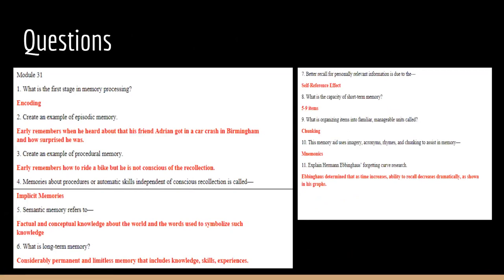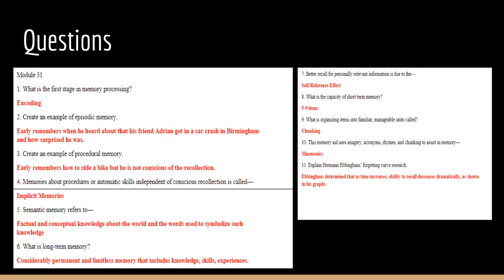Long-term memory, this is considerably permanent and limitless memory that includes knowledge, skills, and experiences. Better recall for personally relevant information. So this is what I forgot to say. Self-reference effect. So if I say, for example, right here where I said Adrian got in a car crash. If you know someone that got in a car crash, you might remember this answer just for that reason. That's the self-reference effect. If it's something that's relevant to you, you are more easily able to remember it.